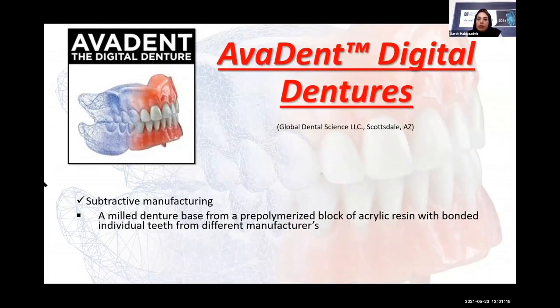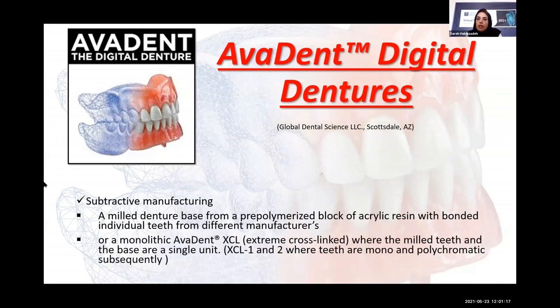The first manufacturer of complete denture is the Avident digital dentures provided by Global Dental Science. They use a subtractive manufacturing technique, and they usually provide us with two options for our complete digital denture. So the denture can be a milled denture base from blocks of resin, and then the denture teeth will be bonded to it, or we can have a monolithic denture in which both denture base and teeth are milled with the use of a 5-axis milling machine.